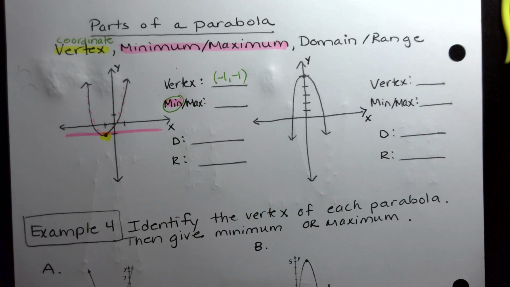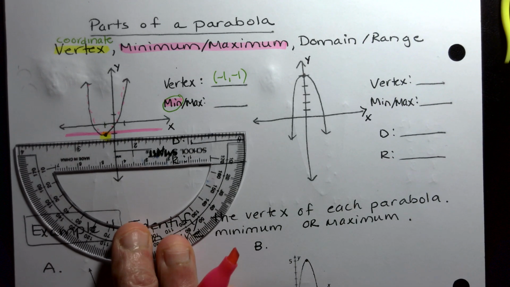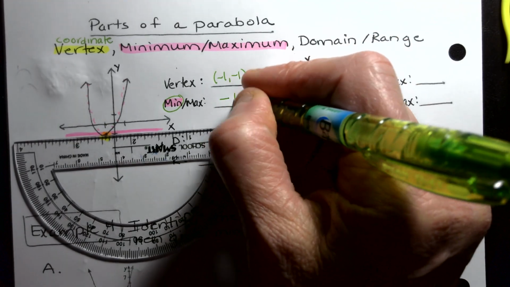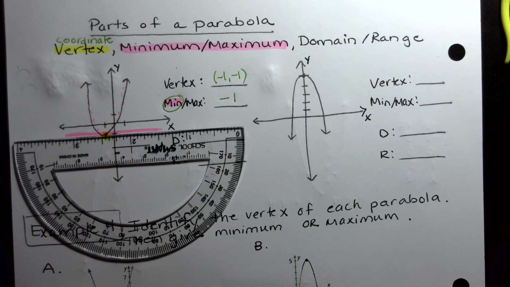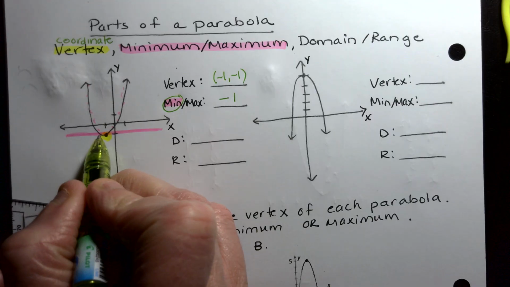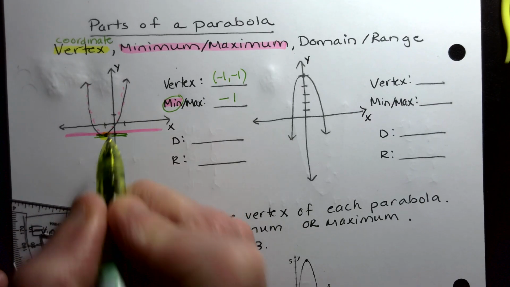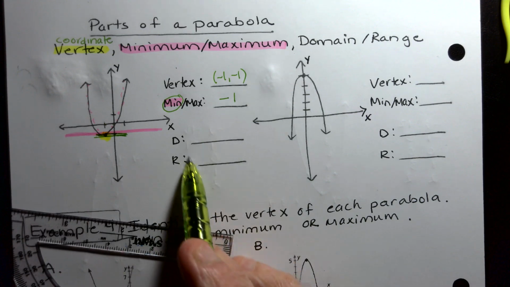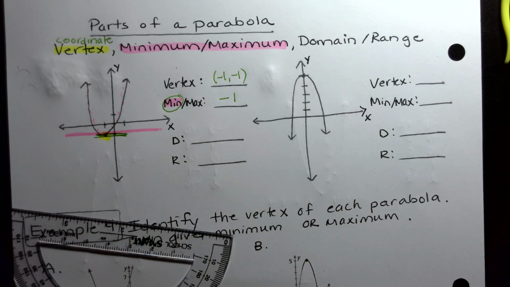And then you're going to tell what it is. How do you know what it is? Just like I drew that line. Where does it cross the y-axis? At -1. That's right. So that is my minimum, -1. You don't put a coordinate for that. You just take and extend that over and see where does it cross. Okay, before I do these two, let's go over to this side and talk about it.